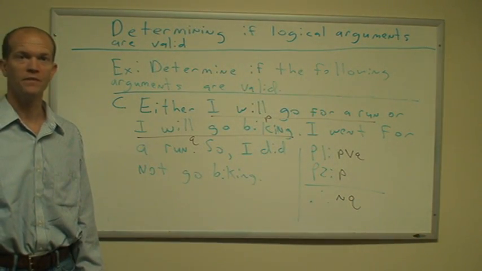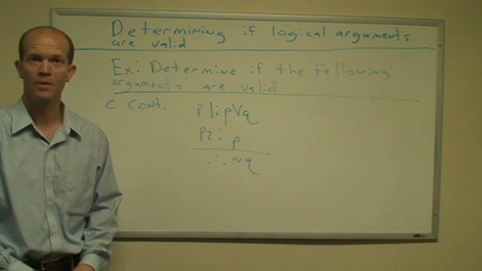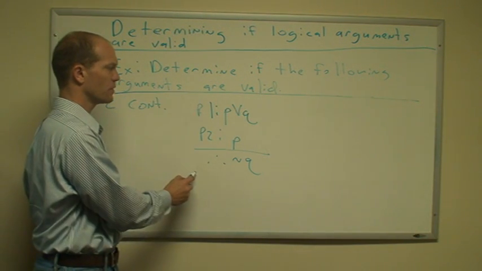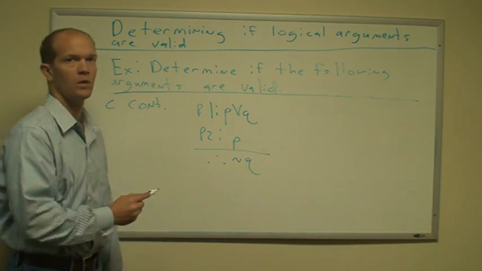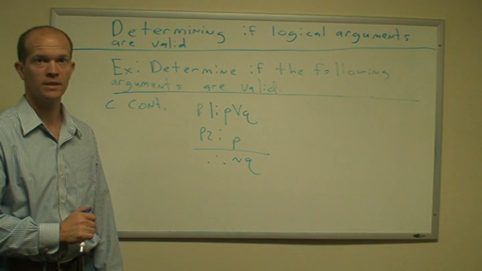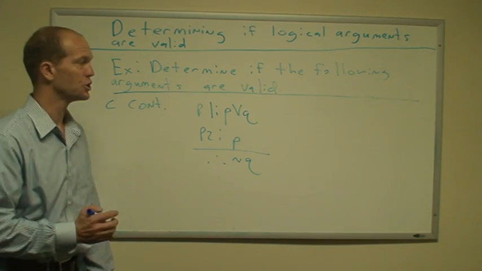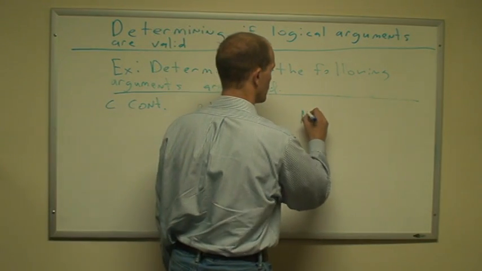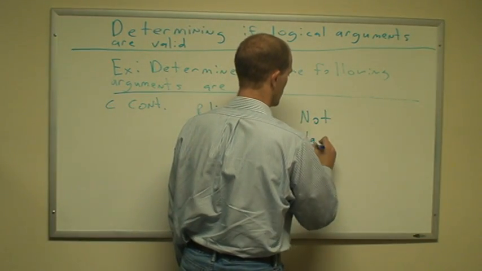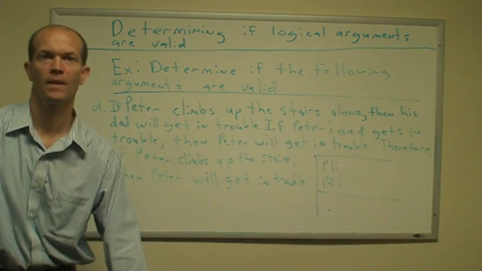Next, we'll determine if this argument is valid. Continuing with example C, we see the structure of our argument right here. Looking on your standard form of argument table, you should see this as number 7, the misuse of disjunctive reasoning, which is not a valid argument. We see that this is not valid.